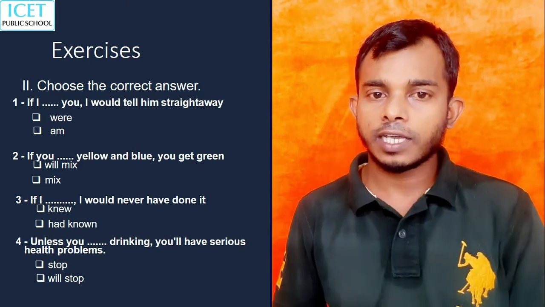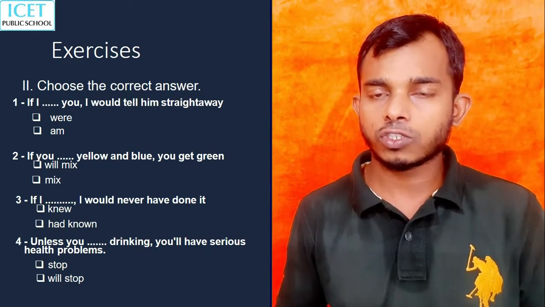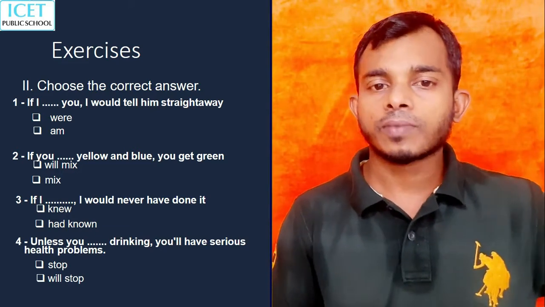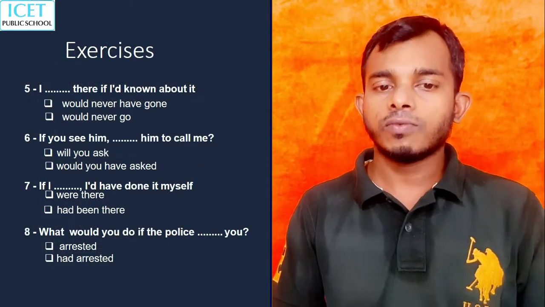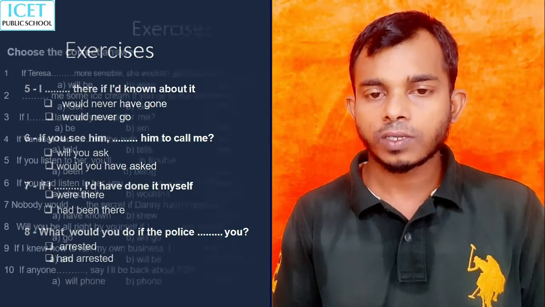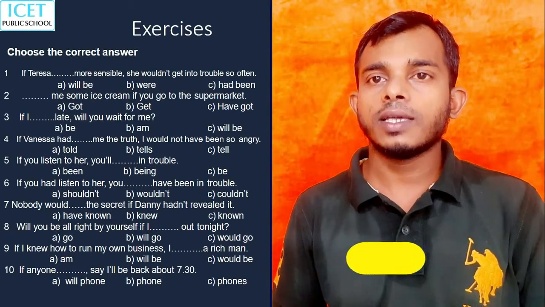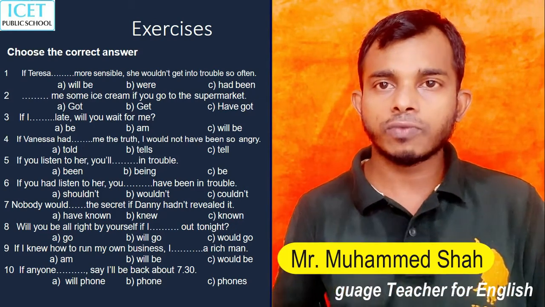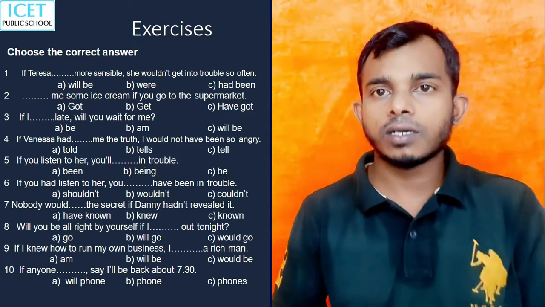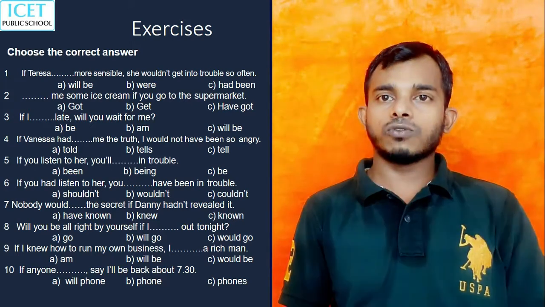Then the second exercise says choose the correct answer. If I dash, were or am, will make or makes, knew or had known, stop or will stop. Which one is correct? Only the correct one you fill out. This also you have to send to me. There are 8 questions to fill. And this one also, this is the last one. There are 10 questions in this. Please copy this, pause the video, and write all 10 with the right answers. No need to copy the entire options, only fill in the right one in the blank.